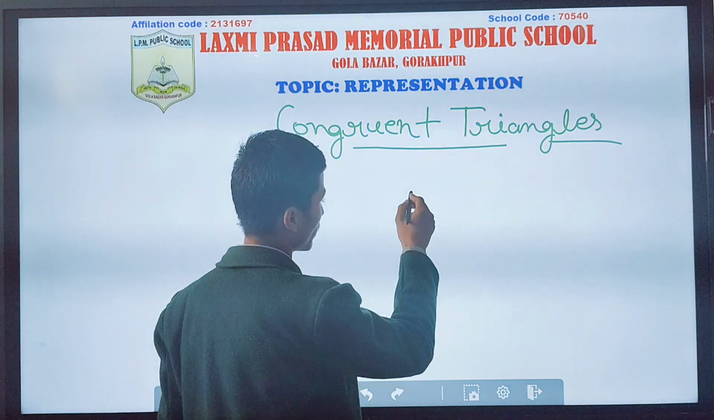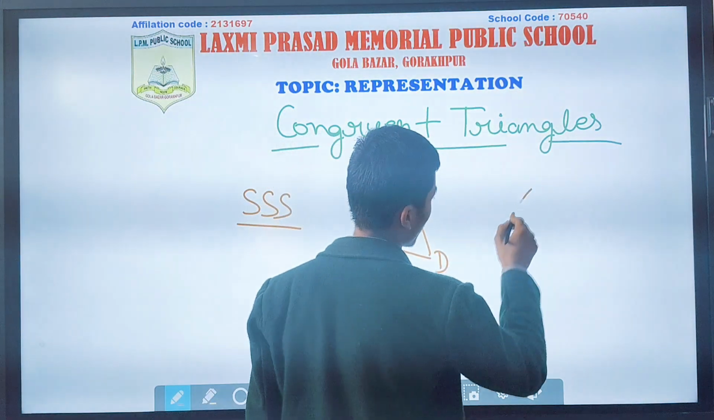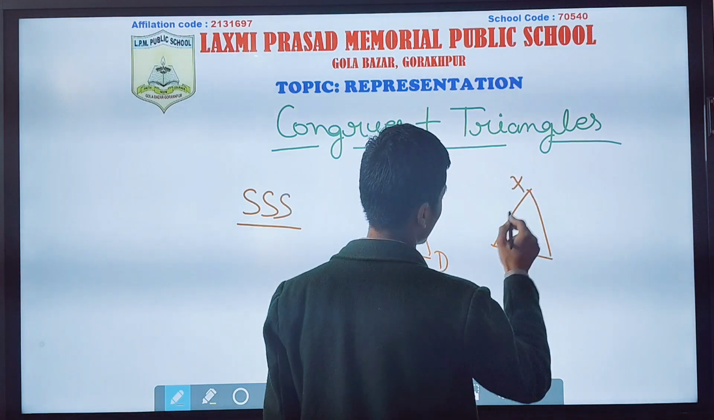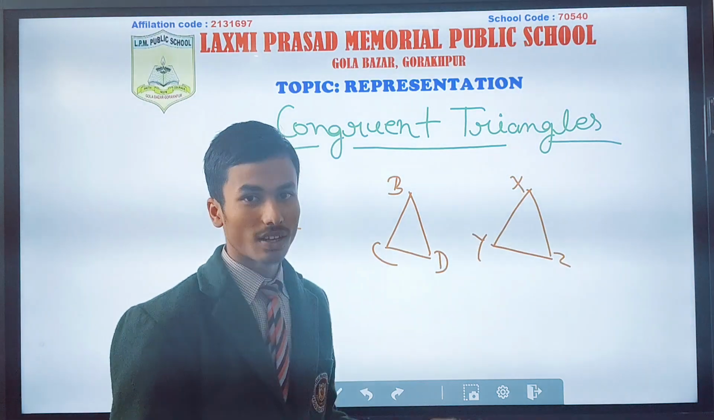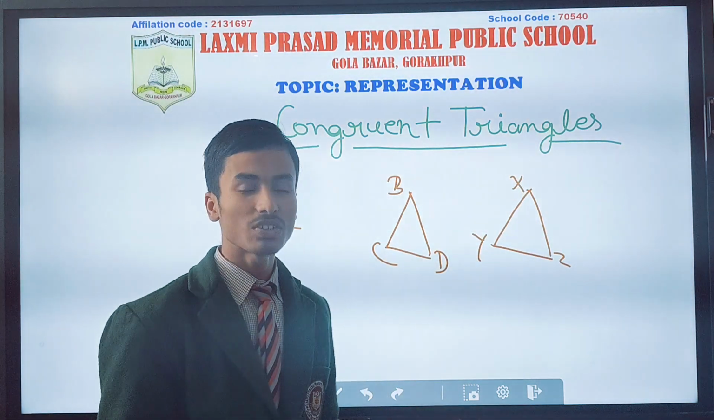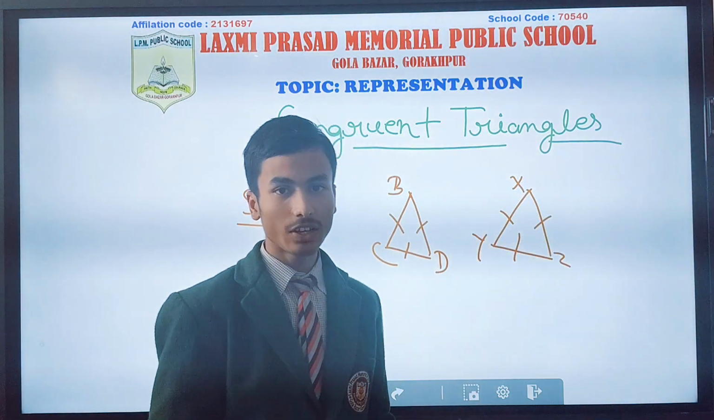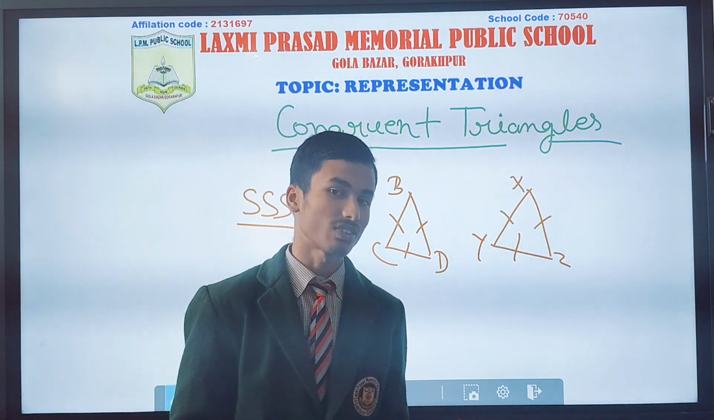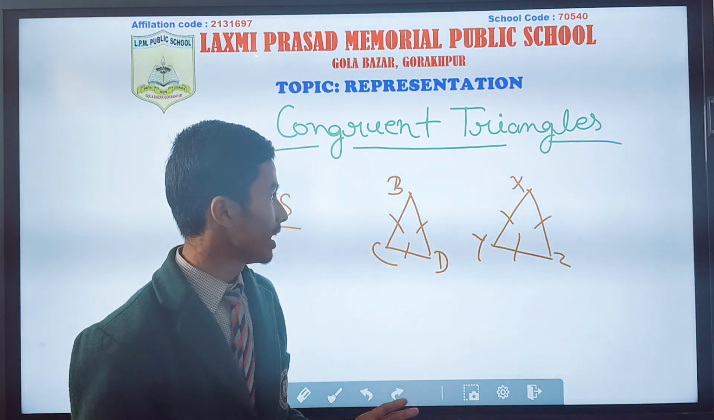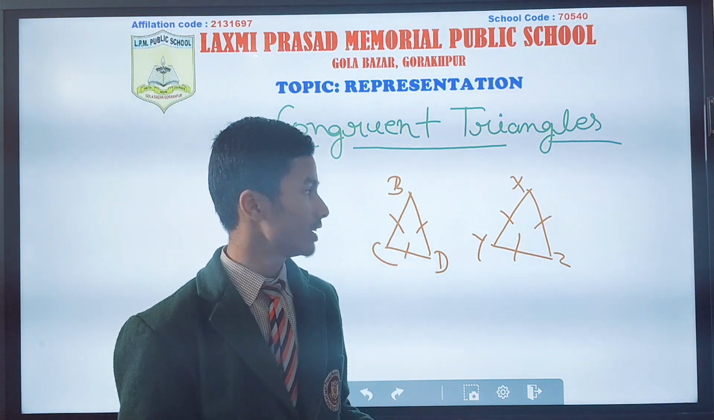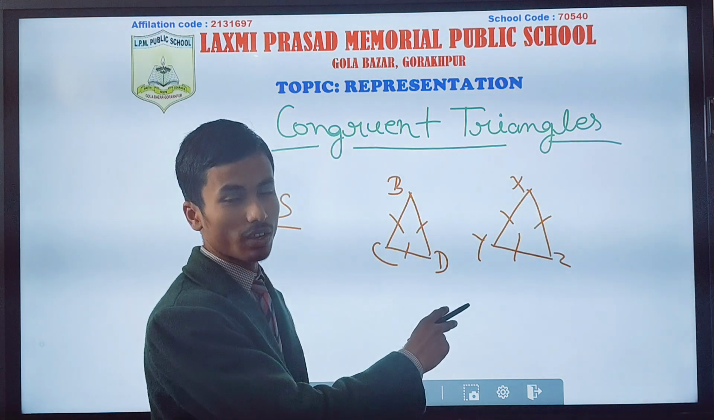So let's take two figures of triangles, triangle BCD and triangle XYZ. These two triangles are said to be congruent by the SSS criteria if the three sides are exactly equal in size and shape. So two triangles are said to be congruent if the three sides of one triangle are equal in length to the three corresponding sides of the other triangle. So here these two figures are said to be congruent.